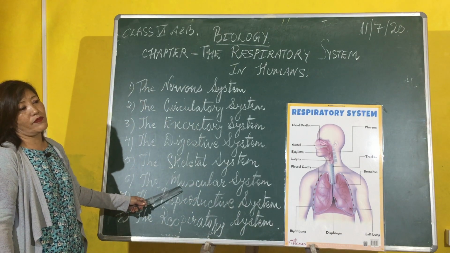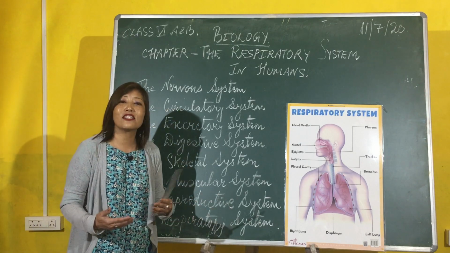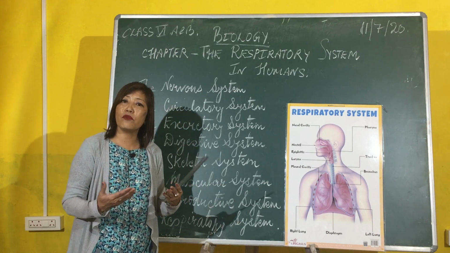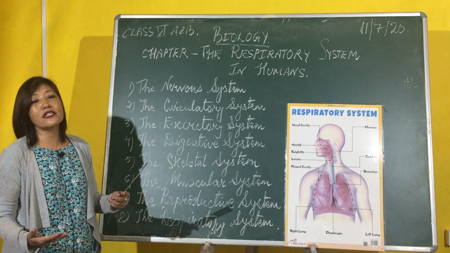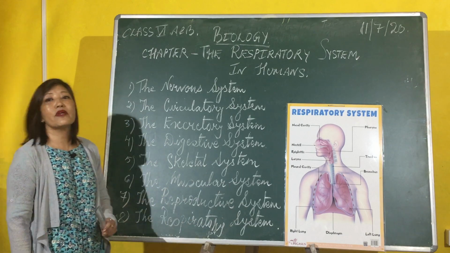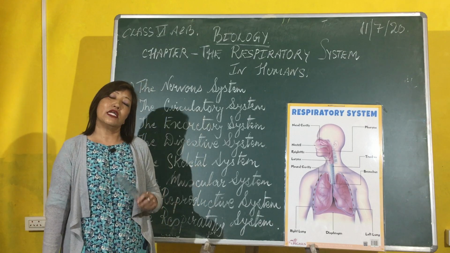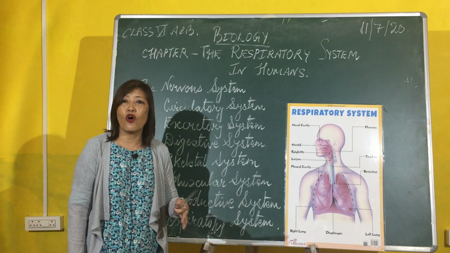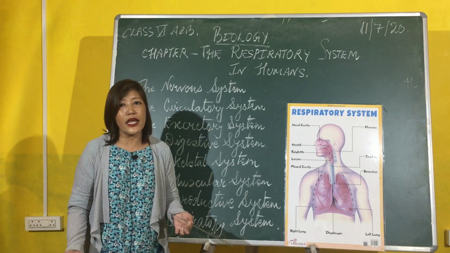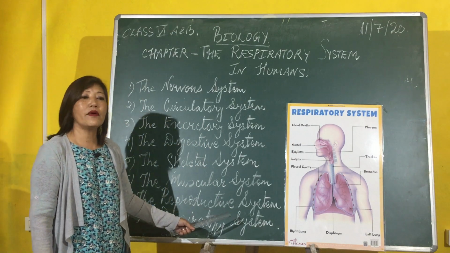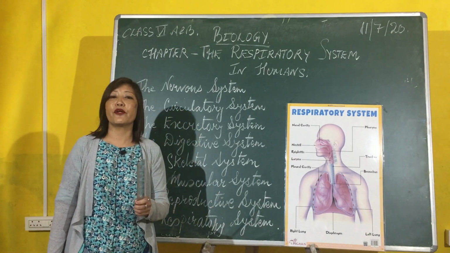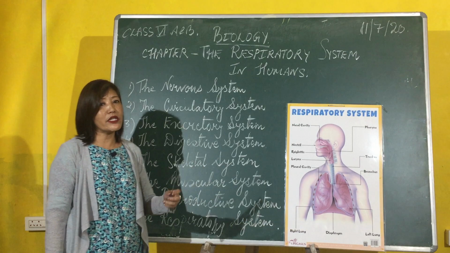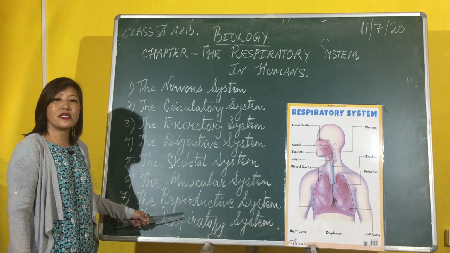Then the muscular system. The muscular system is related with the muscles. We have muscles in our body and these muscles are attached to the bones. So, the muscular system is related with the muscles. Then the next system is the reproductive system, the system which helps to produce babies or offspring, or the children, what I can say. The living organisms reproduce either by giving birth or by laying eggs, and that can be done with the help of the reproductive system.